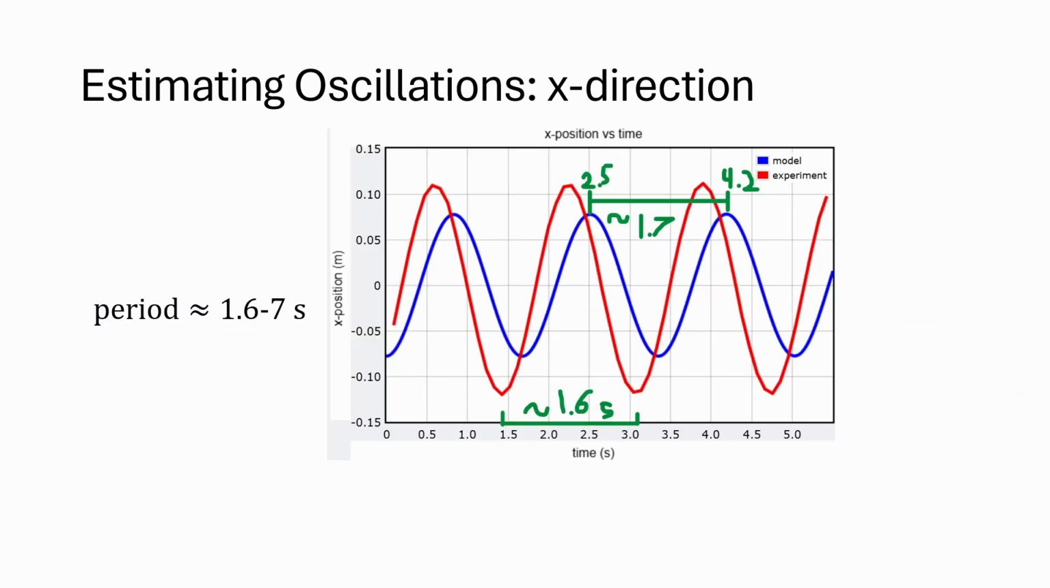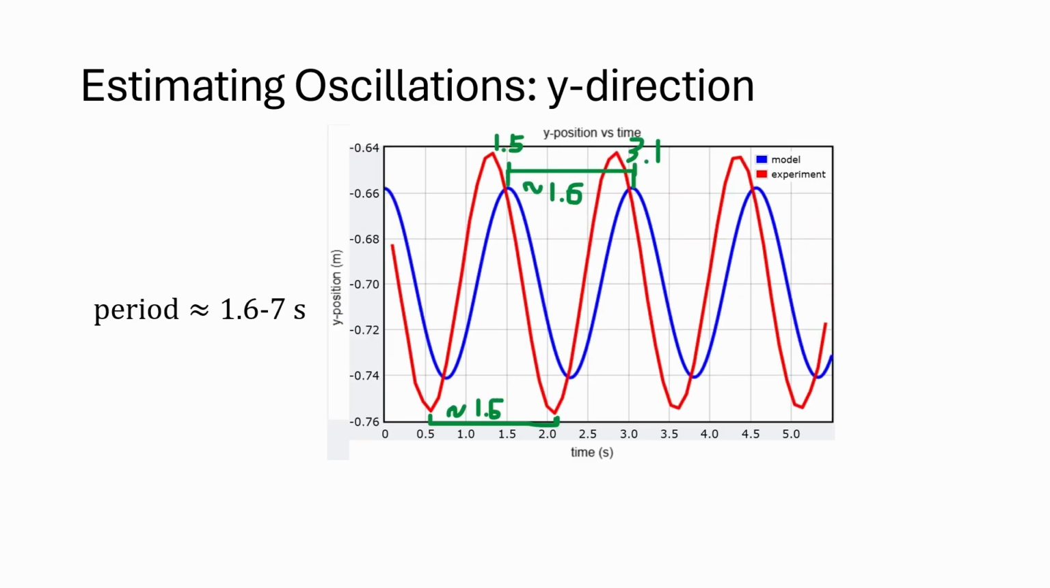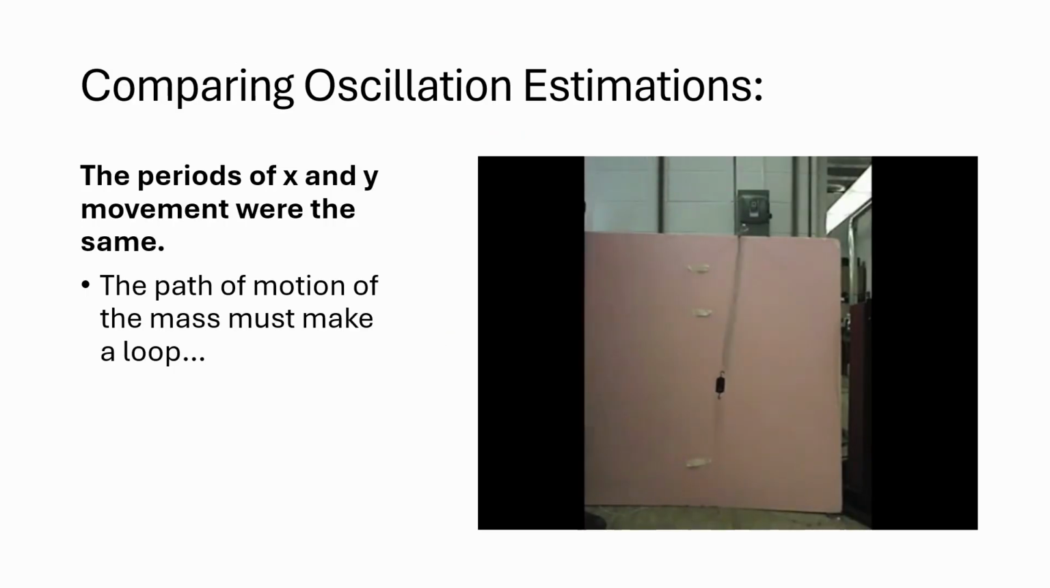We can also find the period of the X motion and compare it to the period of the motion in the Y direction. In the X direction, the period is estimated to be around 1.6 to 1.67 seconds. When looking at the graph of motion in the Y direction, the period is also estimated to be 1.6 seconds. The periods in the X and Y direction are the same, which means that the path of motion must take some loop, which is evident through the video.